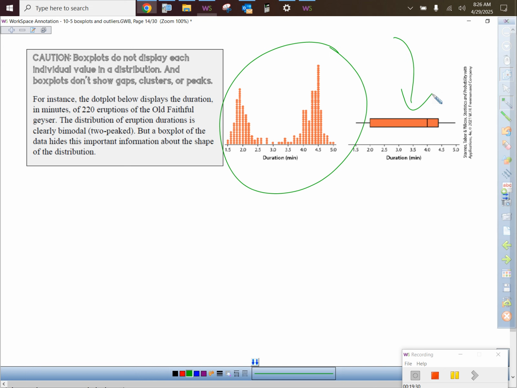So I still think out of all the ways we could look at data, the dot plot still shows us almost everything we really want to see about that data the best, right? So watch out for that.